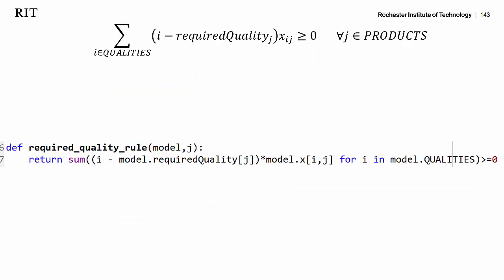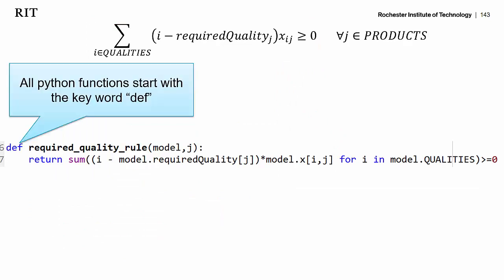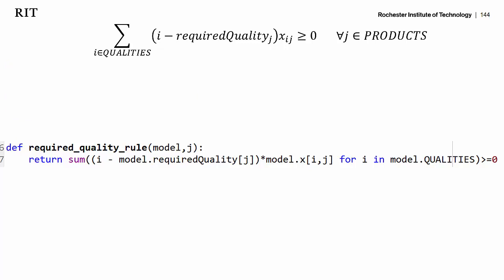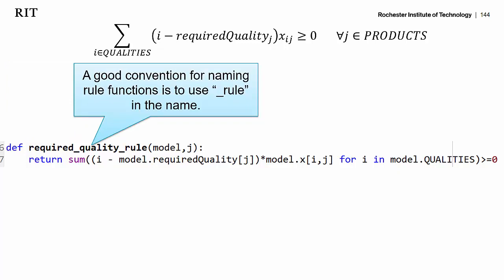So here it is, so let's see what's going on. As usual, we've started our Python function with the keyword def. We've named our rule using our nice rule naming convention where we've used underscore rule somewhere in the name. You don't need to, but this just makes it easier when you're going back and looking at your code, or maybe you have other functions that you're using. It kind of identifies this function as one of our rules that we're going to be using in our constraints.